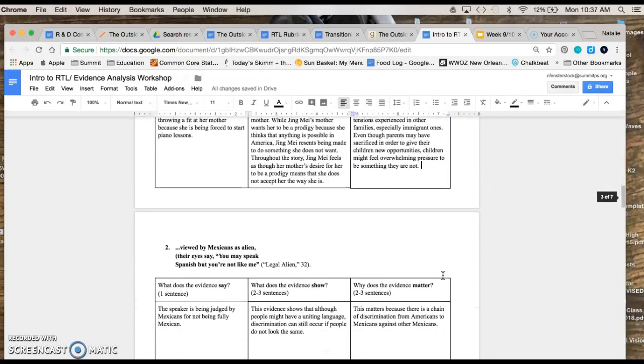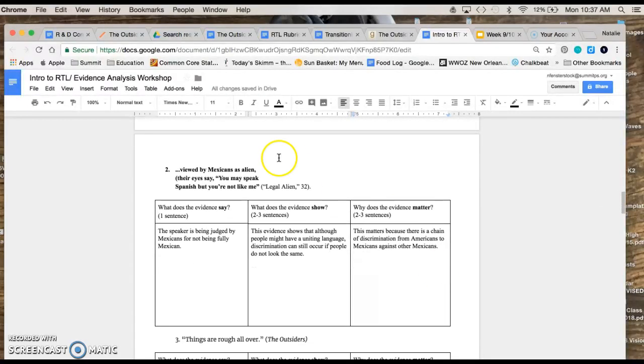Let's go ahead and take a look at one more from a poem called Legal Alien. Again, this was something I read with my students last year. The piece of the poem we're looking at, the quote is, "Viewed by Mexicans as alien, their eyes say, you may speak Spanish, but you're not like me." So we have our evidence. Again, the first thing you do is understand what the evidence says, so paraphrase it. The speaker is being judged by Mexicans for not being fully Mexican. Just one sentence.